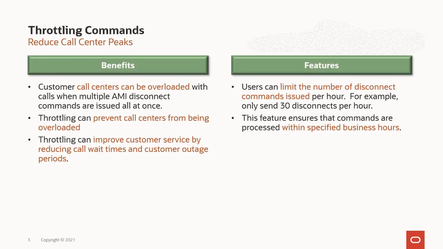So what is throttling disconnect commands? Well, this allows users to limit the number of commands that are issued per hour. For example, you may only want to issue 30 disconnects per hour. And this feature ensures that commands are processed within specific business hours and a specific business day.